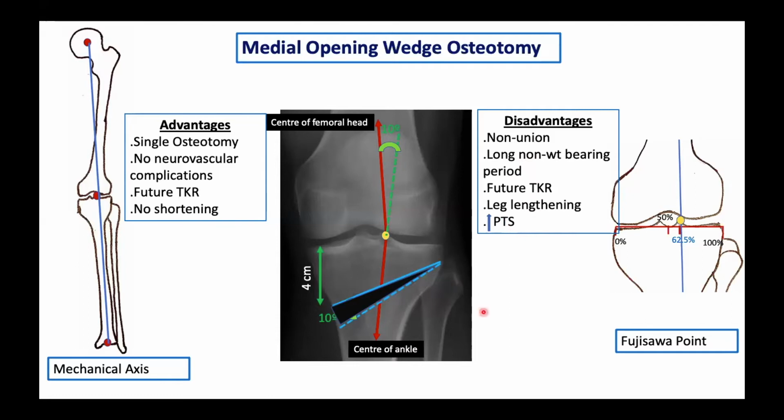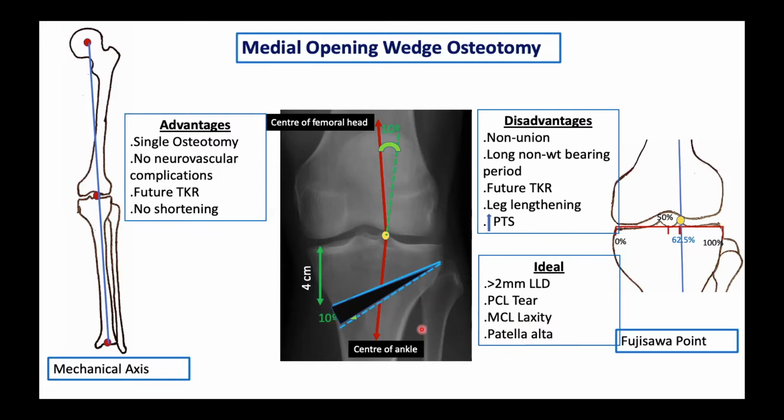Now, this is not ideal for all patients. This is ideal if there is more than 2 millimeter of leg length discrepancy, in case of PCL tear, and in case of MCL laxity as well, because we peel off the MCL here at this position and try to distract the bone. So if there is some laxity, this is going to correct the degree of laxity once the MCL heals in the new position. And if there is patella alta, then this is going to pull down the patella after we distract this amount of bone. So this is going to correct the patella alta as well. So these are the ideal candidates.